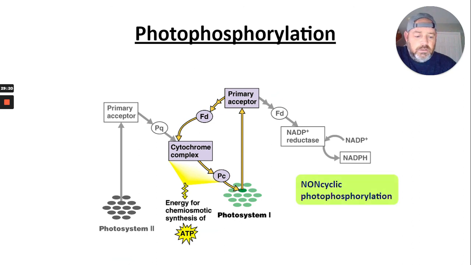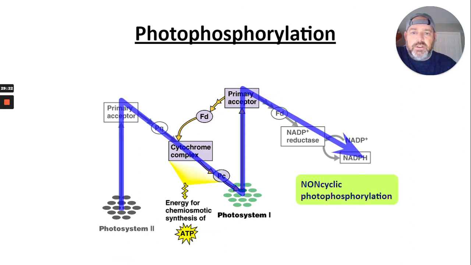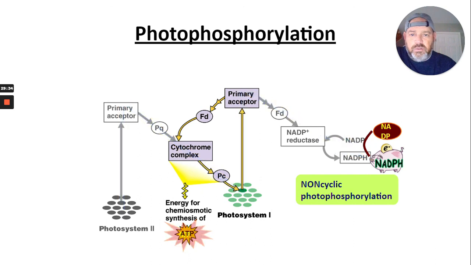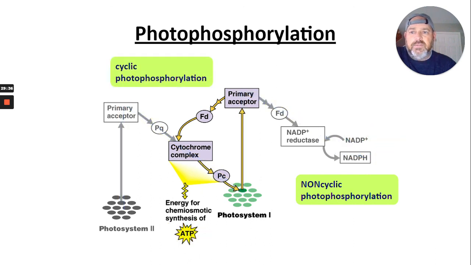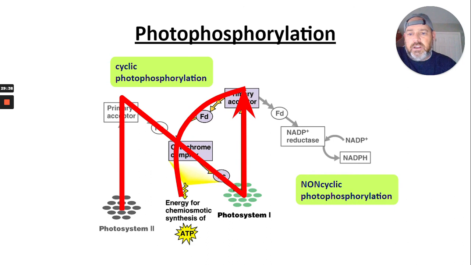So here's a little diagram for you. And when you're talking about this one, that is non-cyclic, right? That's the normal way, how it keeps going and makes NADPH. But if we overlay this part of it and we don't go that way and we put cyclic photophosphorylation, then the diagram looks more like this, and we keep making some ATP.